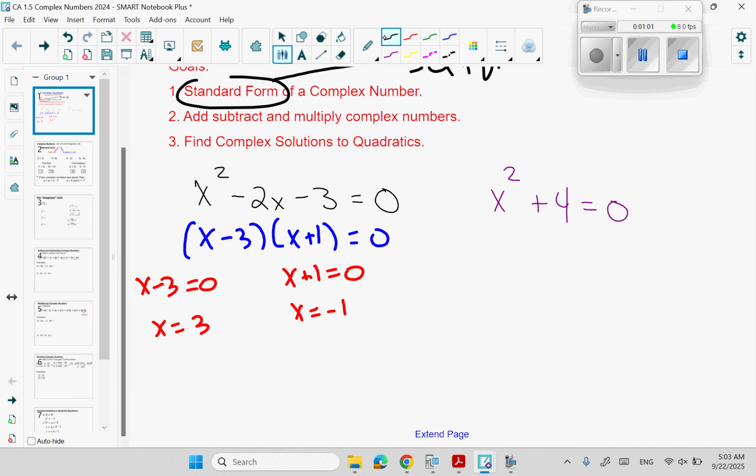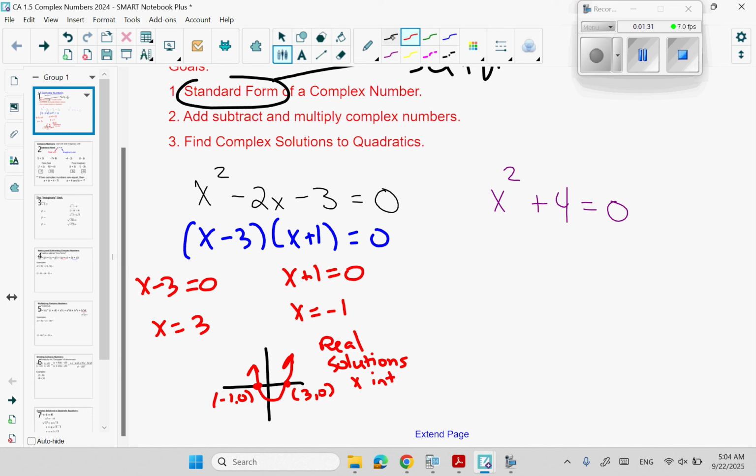It's also important to note, if I were to graph this quadratic, it would look something like this, where we get x-intercepts at (3, 0) and (negative 1, 0), because those are real solutions. Real solutions also are x-intercepts.